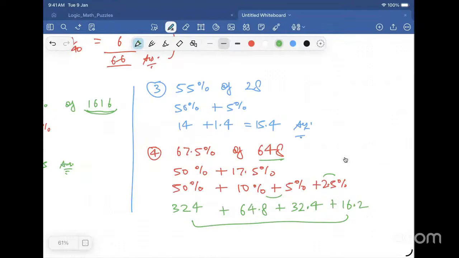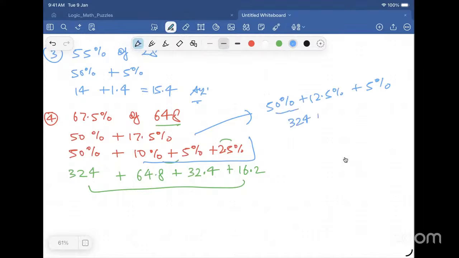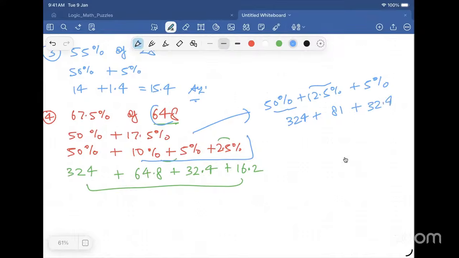Is that clear? Also, at the very same time, we can look at it in this way, that this is 50% plus 12.5% plus 5%. So here I wanted to tell you how 10% can be used. 10, 5, 2.5. 50% is half. Half of 648 is 324. 12.5% is 1 by 8. So 1 by 8 of this is 81. And 5% is like, if 50% is 324, 10% is 64.8 and 5% is 32.4. You add that and get the answer.